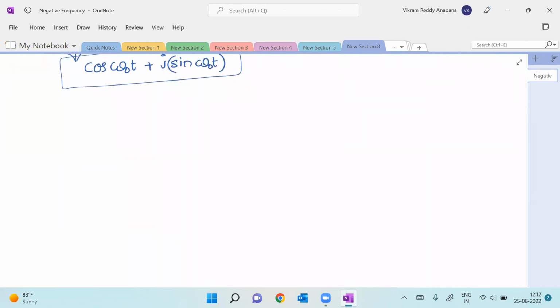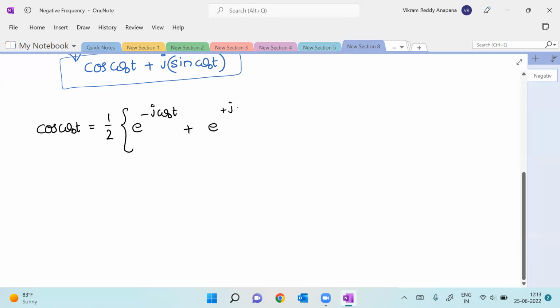Okay, so let me take this. X of t is my cosine function. So my cosine function cos omega naught t is half of e power negative j omega naught t plus e power positive j omega naught t. Okay, let's try to plot these two quantities individually. Now the amplitude of e power positive j omega naught t is 1, and the phase component is positive omega naught t. Let's try to plot this one.